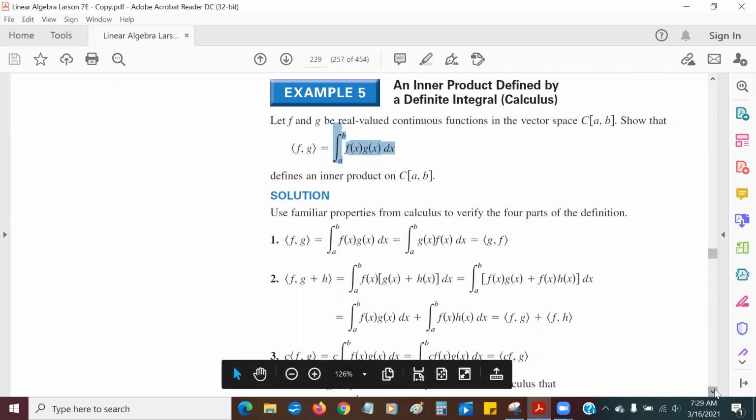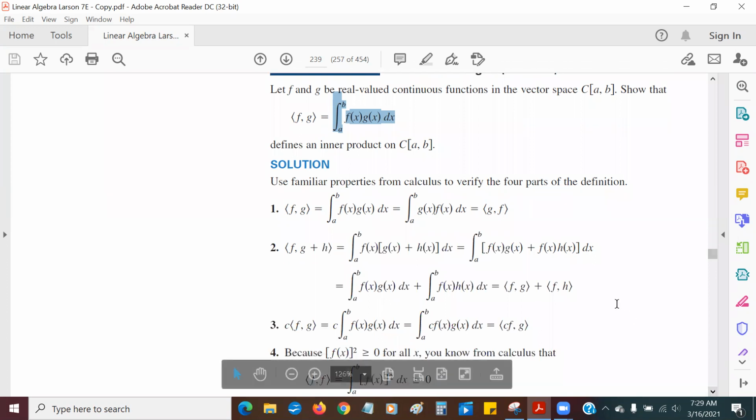So let's see if it goes through all the properties. First of all, it's definitely commutative because it's just fg, gf, same thing. And if I want to distribute, this really distributes because f comma g plus h is by definition the integral of f of x times g plus h. But these are just real valued functions, so I could distribute the f of x into the parentheses, break this up into two integrals, and now break it up into two inner products. So yeah, number 2 works really pretty easily.